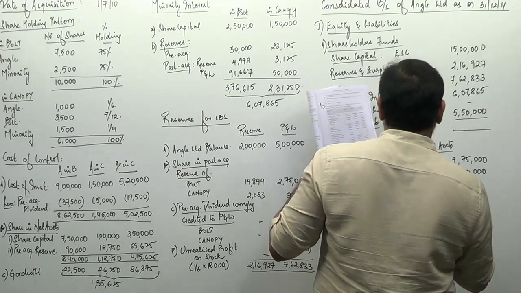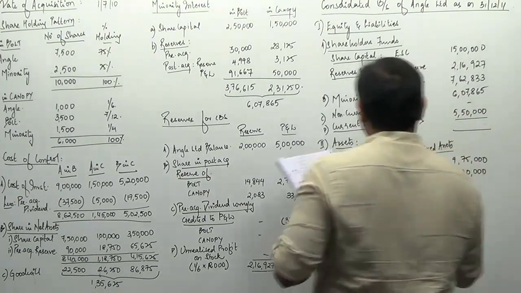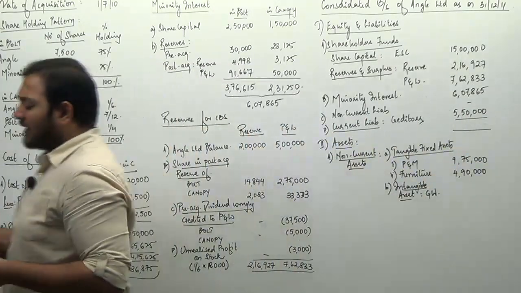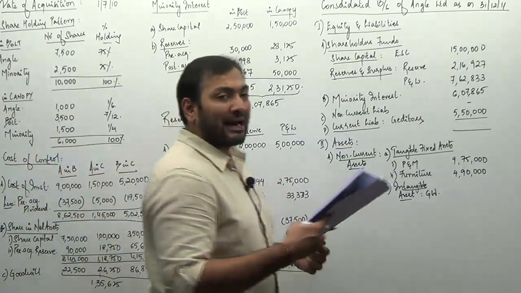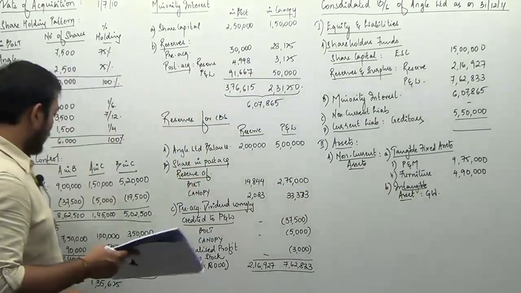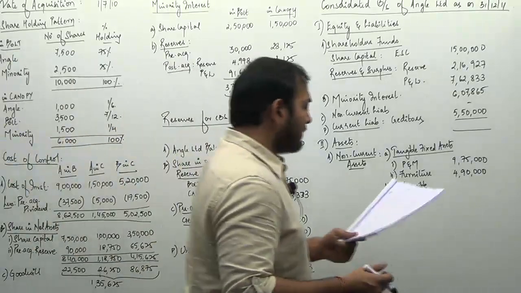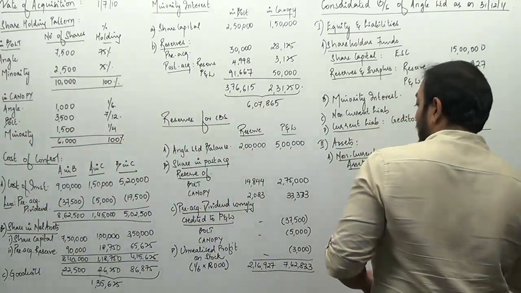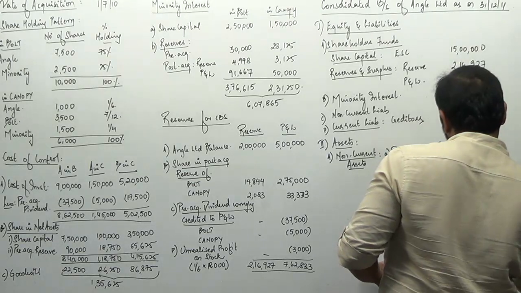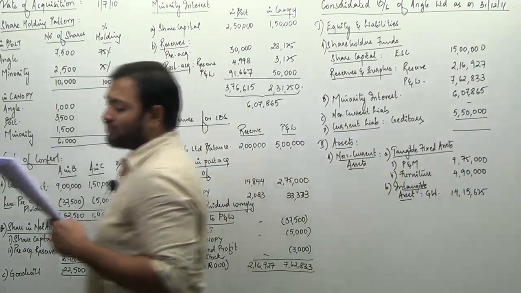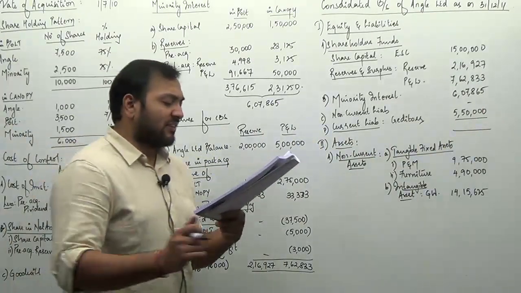Intangible asset, only one intangible asset, that is goodwill. Already goodwill existing in the balance sheet is 2,50,000, 4,50,000 and 5,80,000. So that will be 12,80,000 plus the goodwill what we got now is 1,35,625. So the total should be 14,15,625. Total goodwill. Investments, everything will get cancelled.